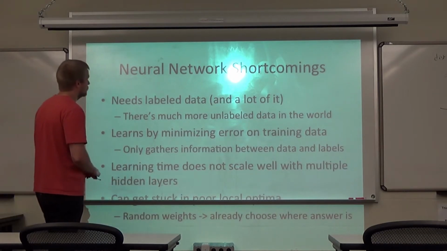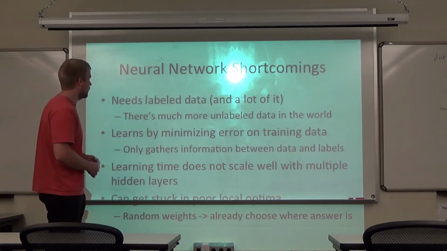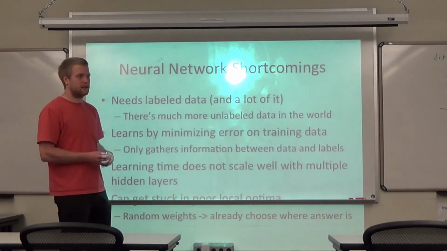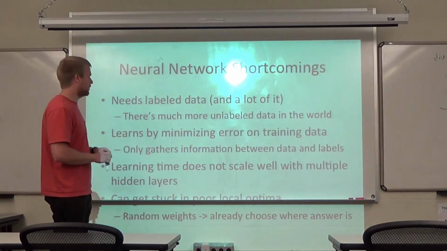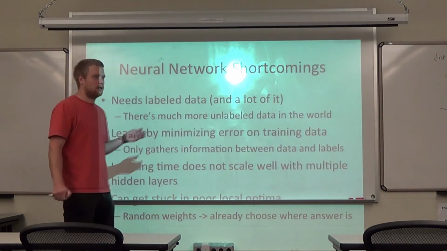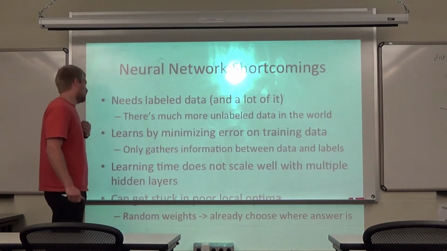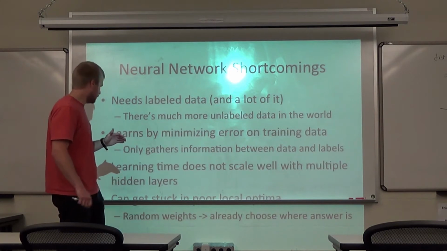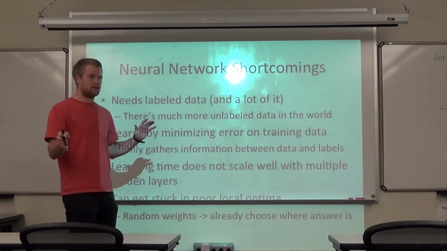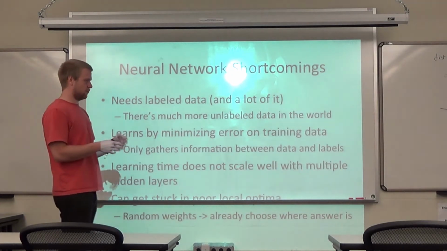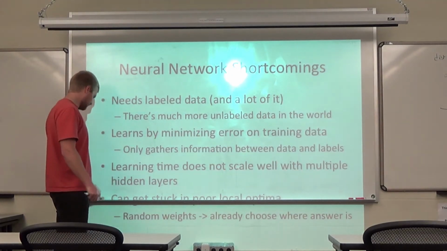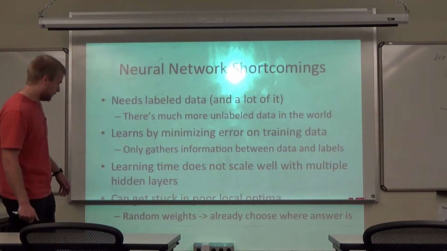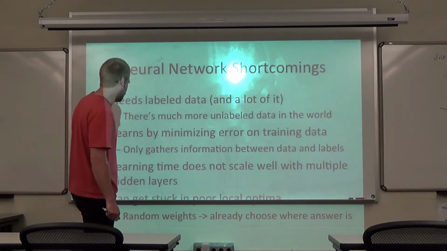Okay, so there are some shortcomings in neural networks. First, you need labeled data, because you can't really do any learning without labeled data, and there's much more unlabeled data in the world. It also learns by minimizing the error on training data, which means that you only gather information between data and labels. You're not really gathering any information about the data itself. Learning doesn't scale well with multiple hidden layers, and you can get into poor local optima.